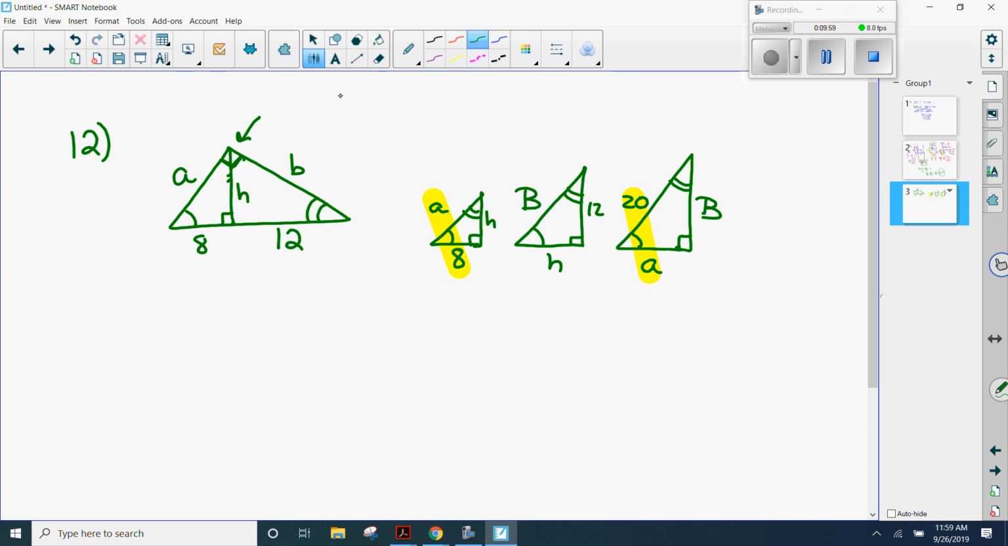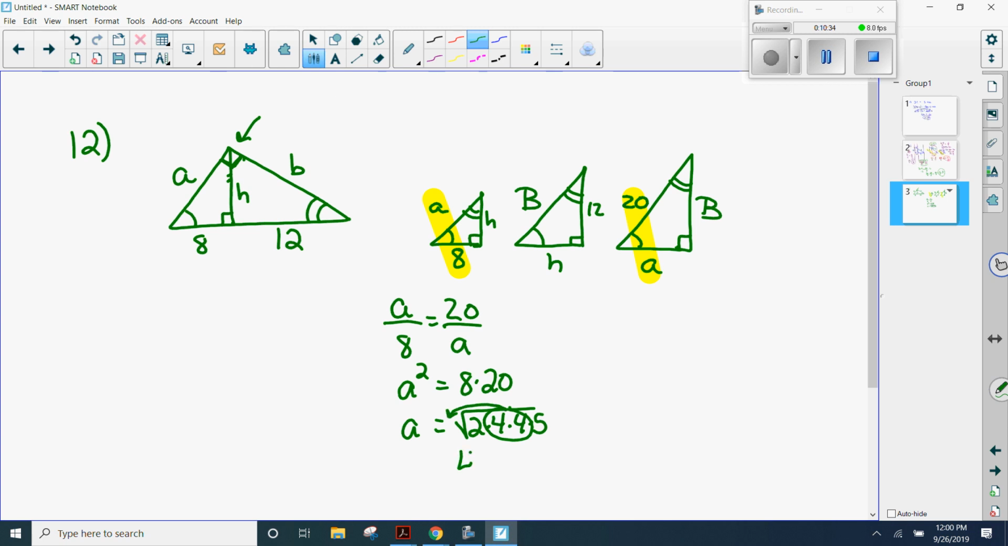All right, so we set up the first one. A over 8 is equal to 20 over A, so therefore A squared is equal to 8 times 20, or 160, but you have to take the square root. 8 is 2 times 4, 20 is 4 times 5. You could say 2 times 2 times 2 times 2 times 2 times 5, and then bring out your pairs of 2's, but instead I'm just going to bring out the 4. So you get 4 radical 10.